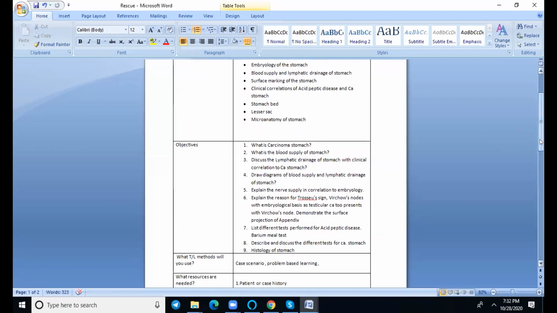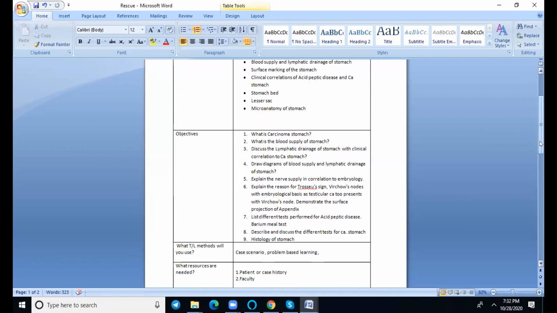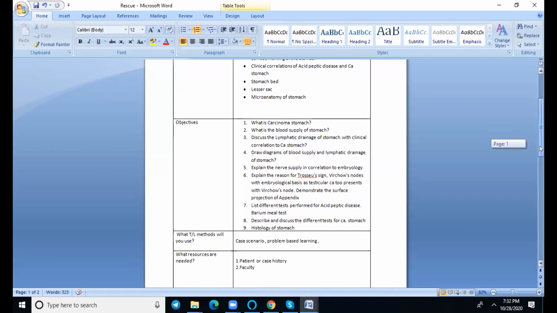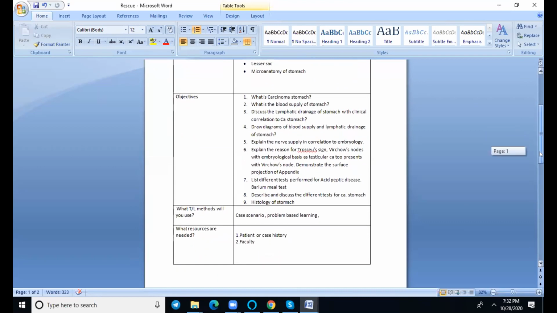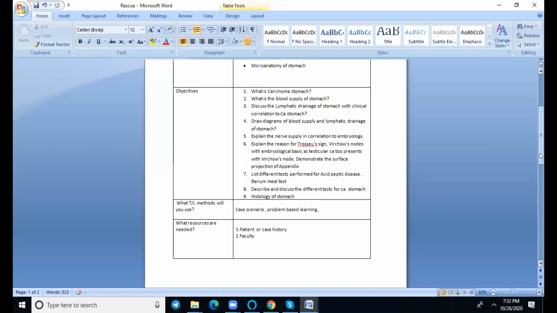The objectives of the study are: what is carcinoma stomach, what is the blood supply of stomach, discuss lymphatic drainage of stomach with clinical correlation to carcinoma stomach, draw diagrams of blood supply and lymphatic drainage of stomach, explain the nerve supply in correlation to embryology, explain the reason of Troisier's sign, which is noted with the embryological basis as testicular carcinoma also presents with which Troisier's notes.